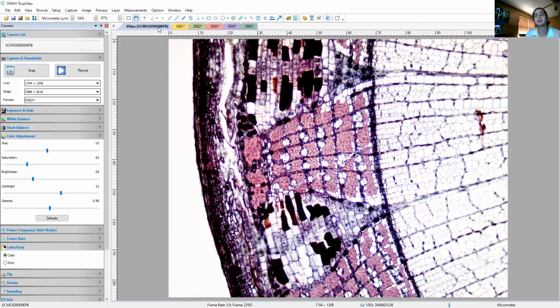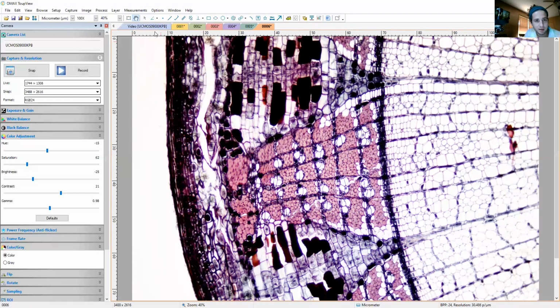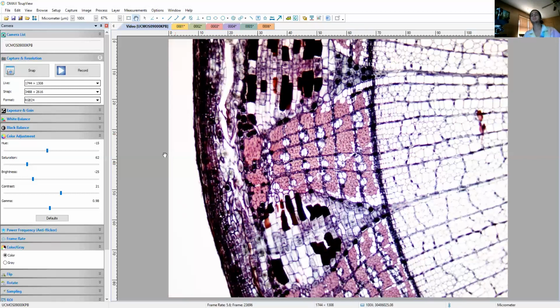All right, that is a nice picture perfect dictionary definition image of our phloem for a woody stem. Let's go ahead and take a picture of that because I like it so much. Man, that is pretty. All right.